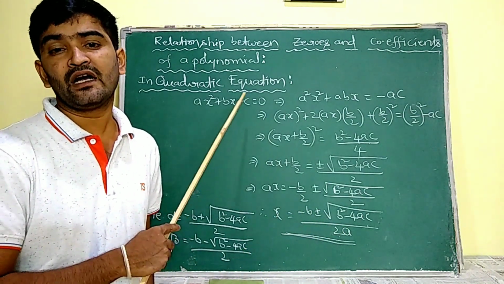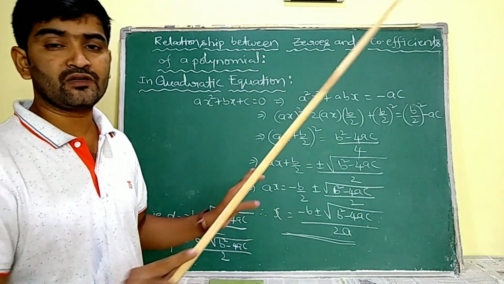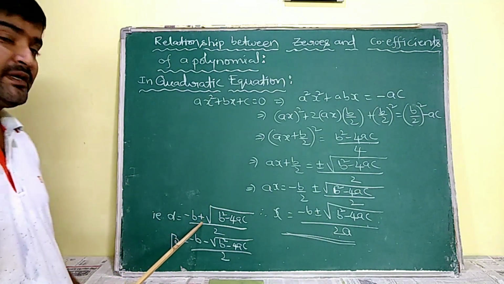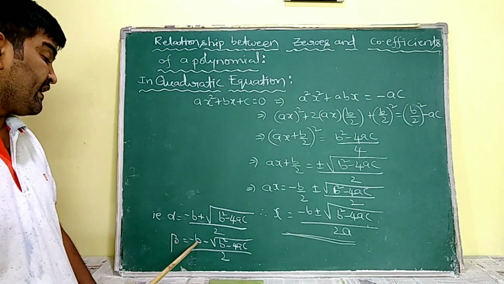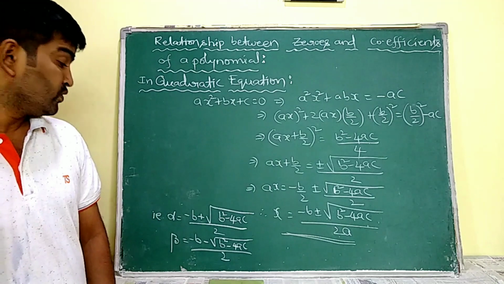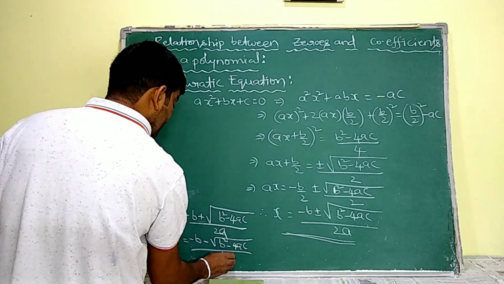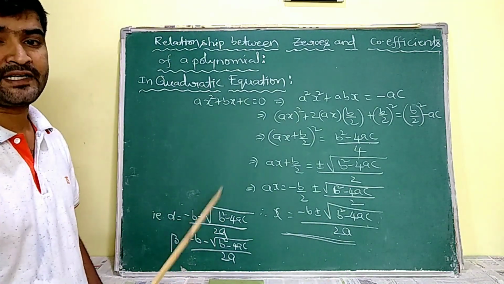As we know, this quadratic equation is going to have two zeros. Those two zeros are split as alpha is equal to minus b plus root of b square minus 4ac by 2a, and beta is equal to minus b minus root of b square minus 4ac by 2a. See, these are the two different roots we obtained.